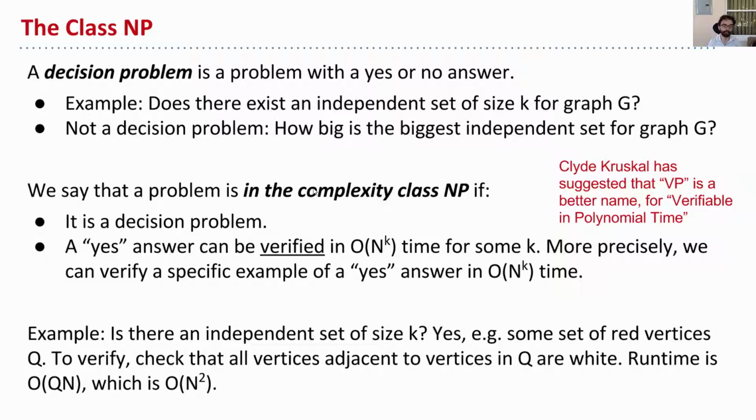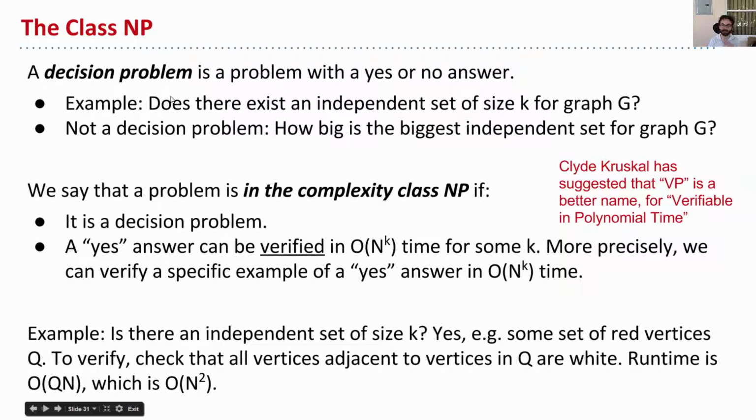As an example, is there an independent set of size k? Well, yes, you run an algorithm, it gives you back some red vertices q, and to verify this, we check all the vertices they said should be red, and we make sure all their neighbors are white. That verification step takes qn time, which is big O of n squared. So we don't know how to actually solve the independent set problem quickly, but we can certainly verify a yes answer very quickly.